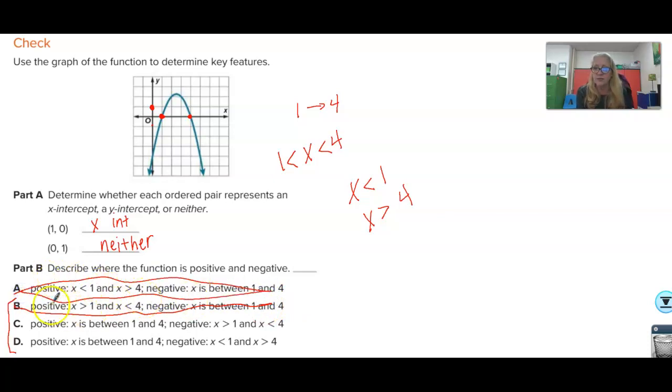So which one of these is accurate? This one says when x is greater than 1 and x is less than 4. That's not what we said. We said x has to be less than 1 and greater than 4. So x is less than 1 and greater than 4. D is winner, winner, chicken dinner.